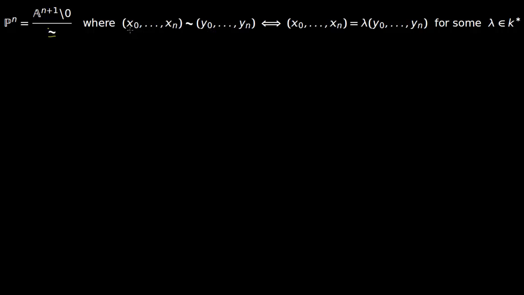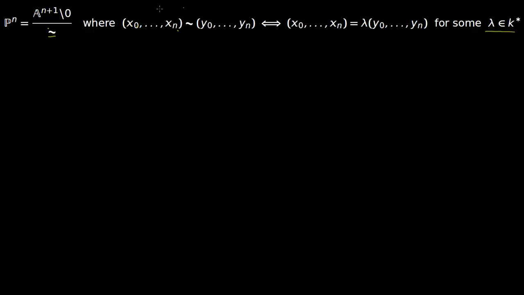So this is in n plus 1, there are n plus 1 coordinates. You have included 0 here, that's why you have n plus 1. And this (x0, ..., xn) is the same as (y0, ..., yn) if you can take some lambda out as a constant, and this lambda is not 0.